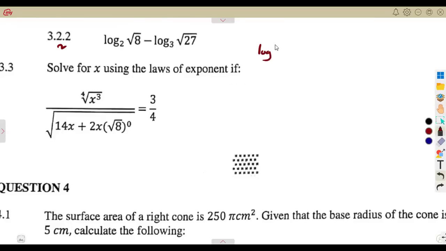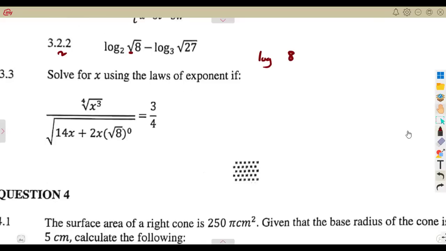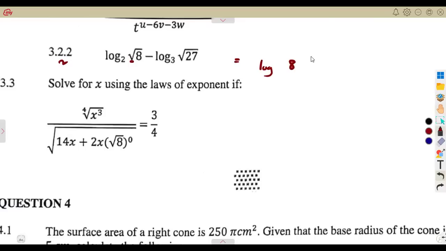That is the logarithm of the square root of 8. Remember, the square root means to the exponent of a half. So this is 8 to the exponent of a half in base 2, minus the logarithm of exactly the same thing, 27 to the exponent of a half in the base of 3.